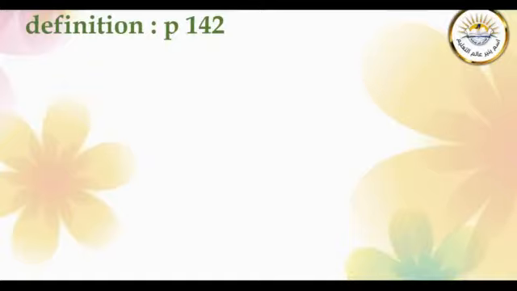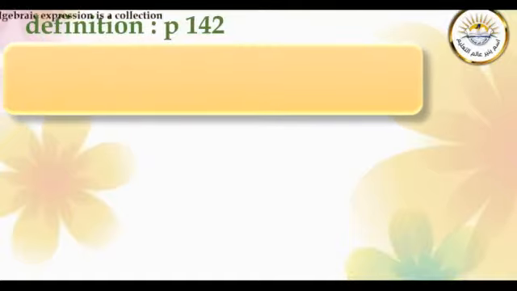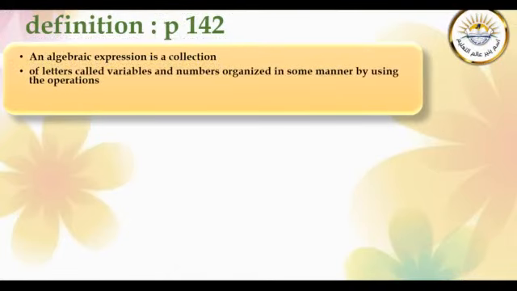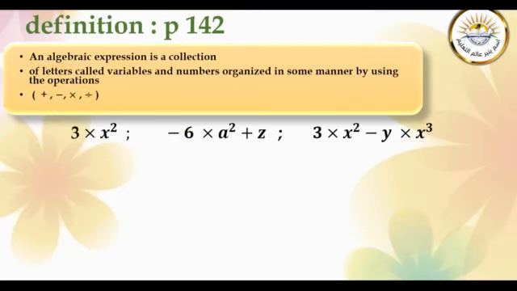Definition, page 142. An algebraic expression is a collection of letters called variables and numbers organized in some manner by using the operations plus, minus, times, and division. For example, 3 times x squared minus 6 times a squared plus z, and 3 times x squared minus y times x cubed are algebraic expressions.